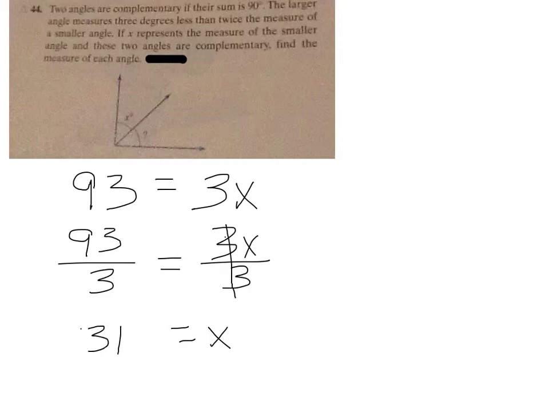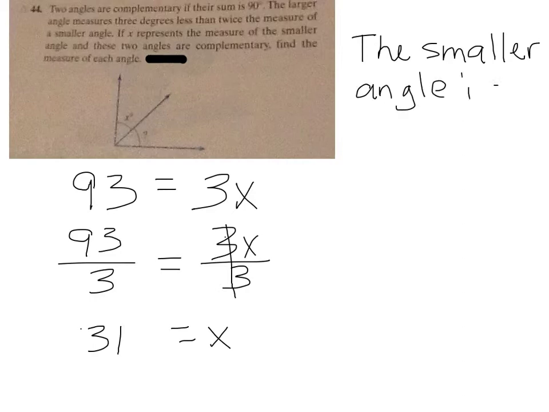So in conclusion, what was x at the beginning of our problem? We could look back and see we wrote x was the measure of the smaller angle. So in summation, the smaller angle is 31 degrees. So the larger angle then is what?